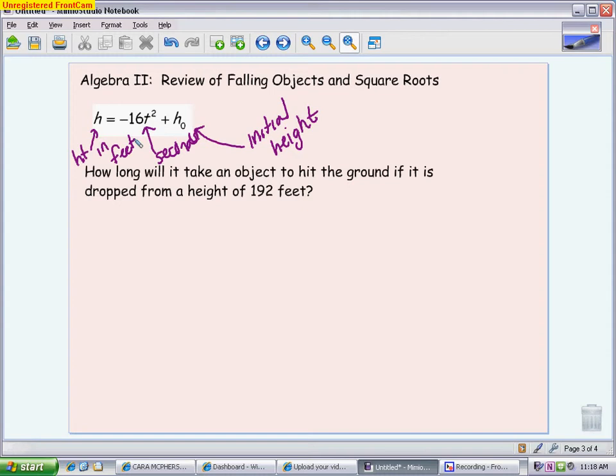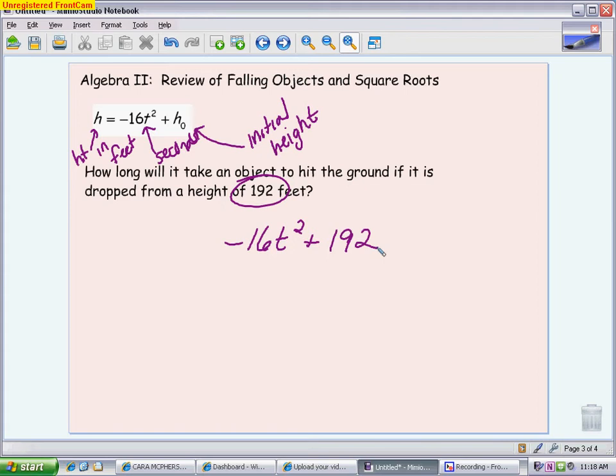If you look at the question that's being asked, it wants to know how long it's going to take an object to hit the ground if it's dropped from a height of 192 feet. So the 192 feet is your initial height, and that goes where the h sub o is. So you'll have negative 16t squared plus 192. Then, what are you looking for? What particular instant are you talking about? It wants to know how long it takes to hit the ground.